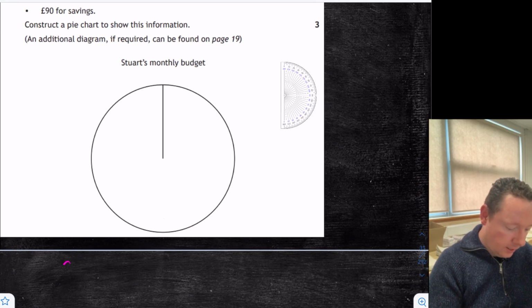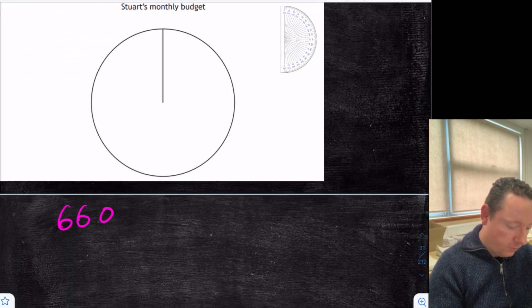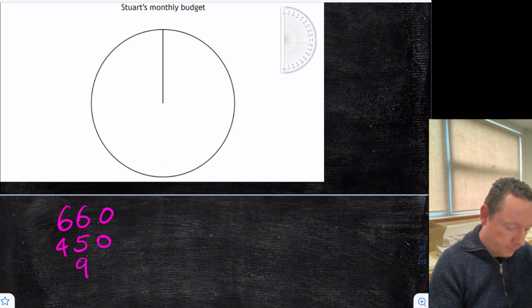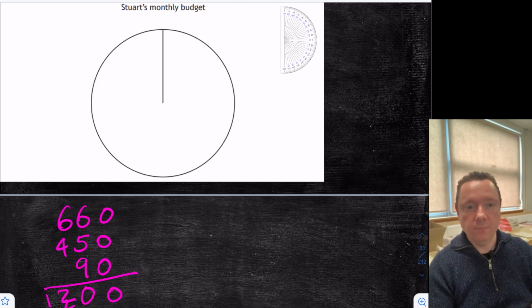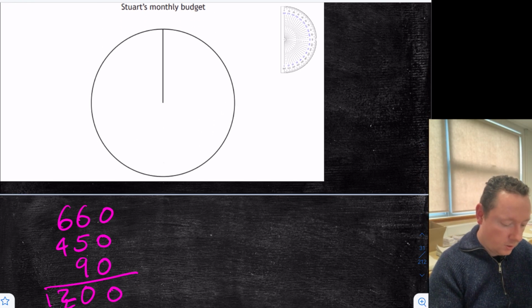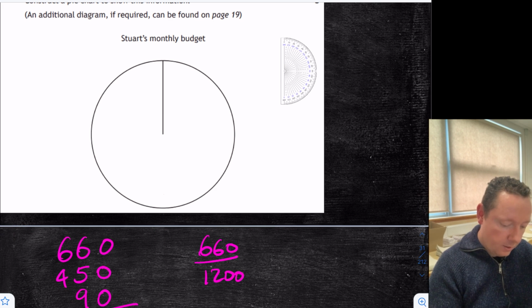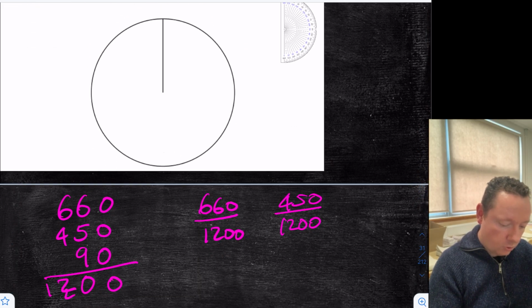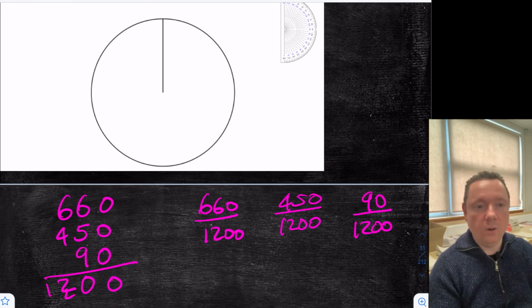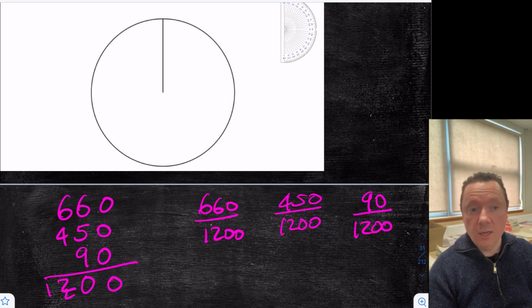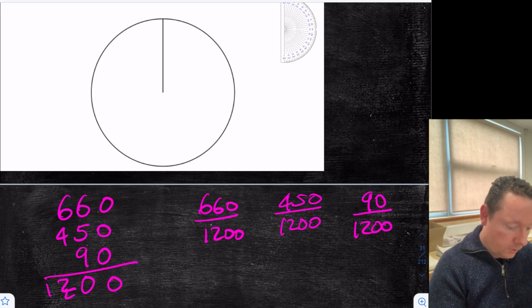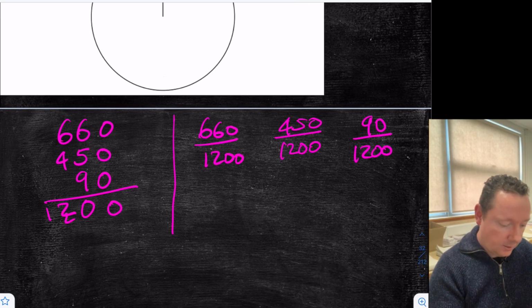So underneath, I'm going to do 660 plus the 450 plus the 90. So that gives me 6 plus 5 is 11, plus 9 is 20, 6, 10, 12. So our total is 1,200. So that means that we've got 660 out of 1,200 for one of them, 450 out of 1,200 for the other one, and 90 out of 1,200 for the last one. And that's our fractions. Now we need to change them into angles. So to get your angles, you need to times by 360.